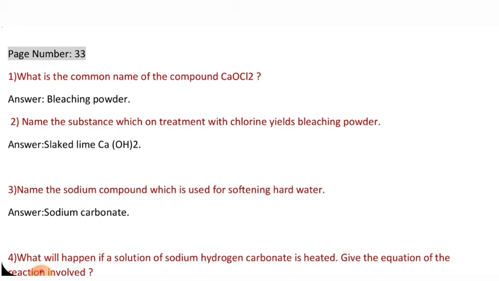Third one. Name the sodium compound which is used for softening the hard water. The sodium compound which is used for softening the hard water is sodium carbonate or washing soda.